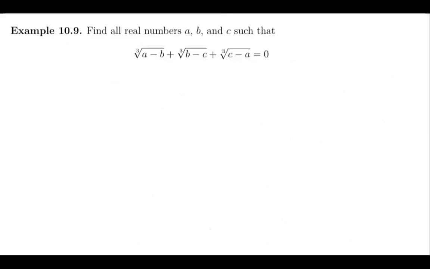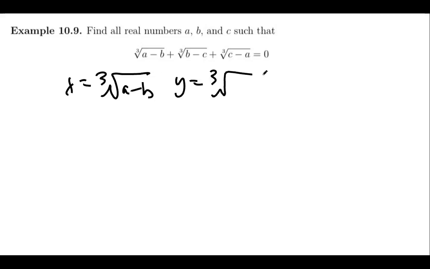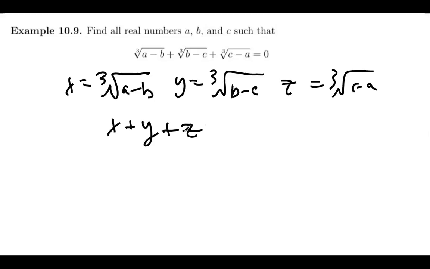Okay, so let's take a look at this example now. Can someone tell me what might be a good substitution to make? All right, so in this one, we can do x equals this quantity here, y for the other one, and z for the last one. And that gives us x plus y plus z equals 0.